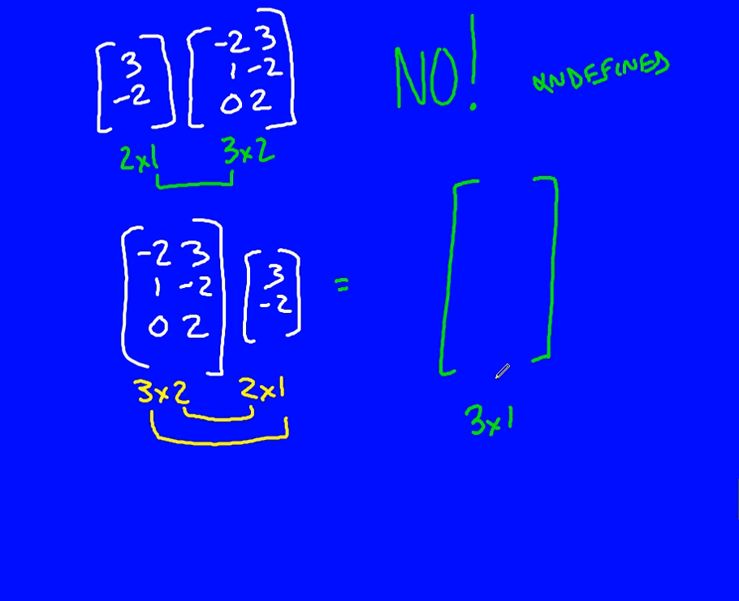So in the first entry, this is the first row, first column, meaning first row times first column. Negative 2 times 3 is negative 6. 3 times negative 2 is also negative 6.